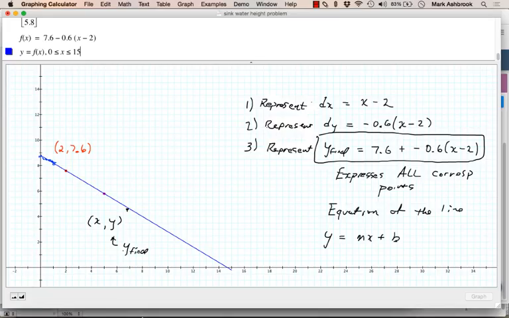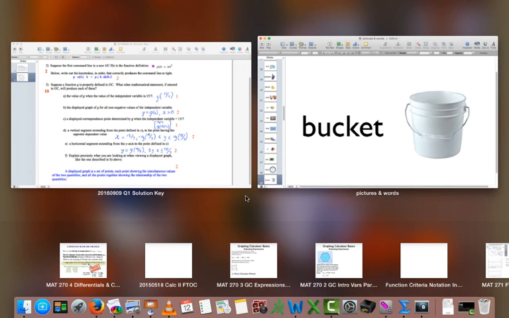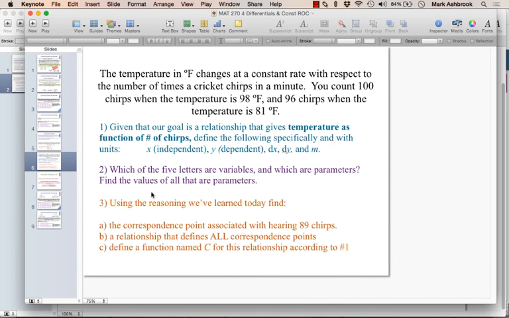So we need a different one. Let's find our crickets problem. Here we go. So you got a problem on this earlier. The temperature in degrees Fahrenheit changes at a constant rate with respect to the number of times a cricket chirps in a minute. You count 100 chirps when the temperature is 98, and 96 chirps when the temperature is 81.